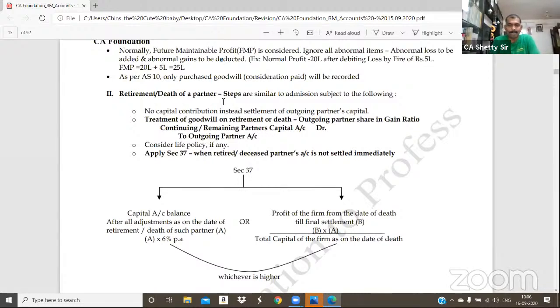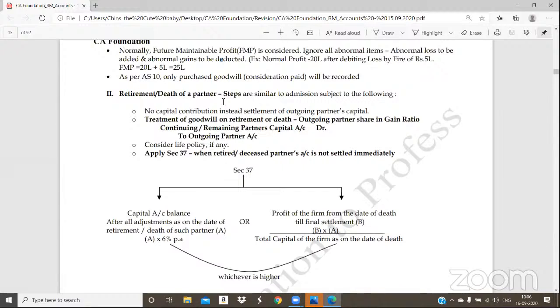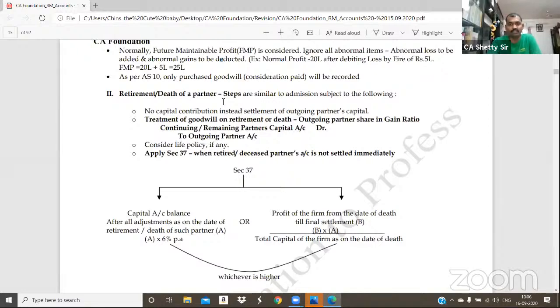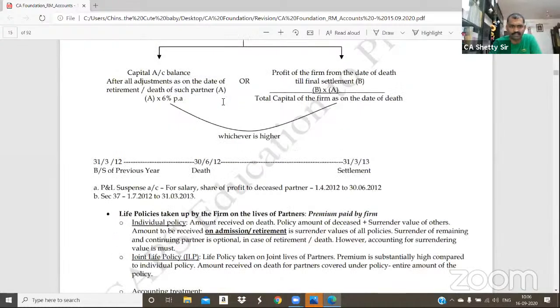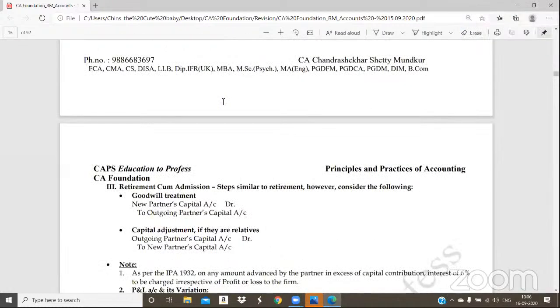Treatment of goodwill on retirement or death: the outgoing partner's share is in the gain ratio. We have discussed goodwill already at the beginning. Whenever the outgoing partner is involved, you have to credit him because he is foregoing his share, he is sacrificing. Debit the remaining or continuing partners' capital accounts. Understood?